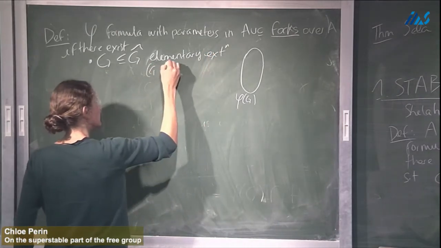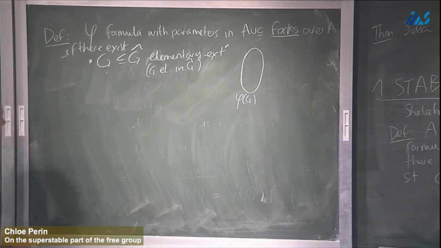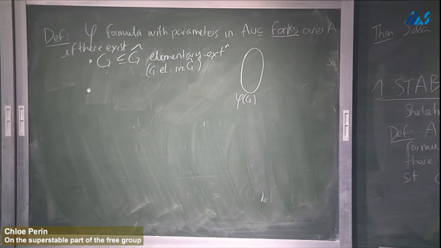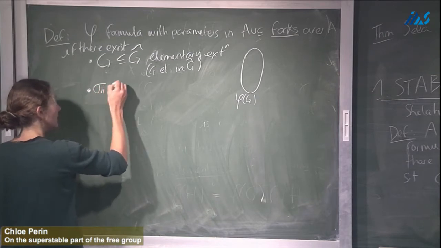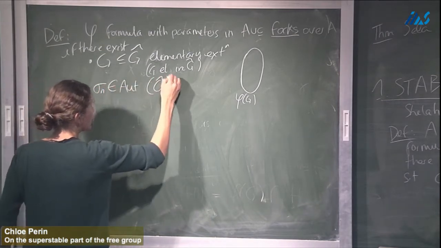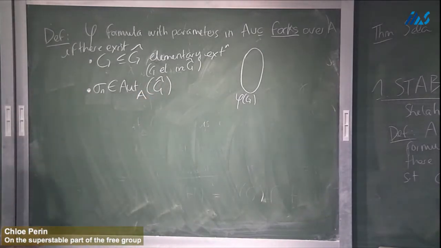Okay, so G elementary in G hat. And the second thing that I need is an infinite sequence of automorphisms of G hat. So I take sigma n in the automorphisms of G hat. Okay, and I require that this automorphism fix A.